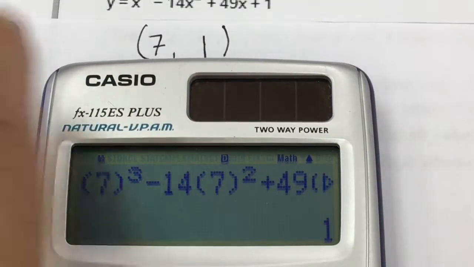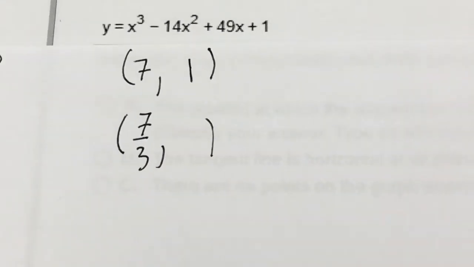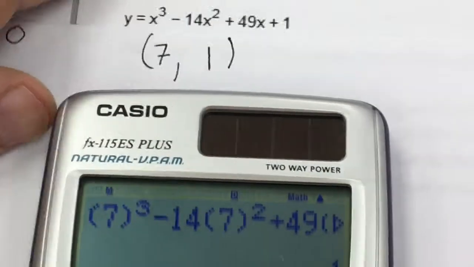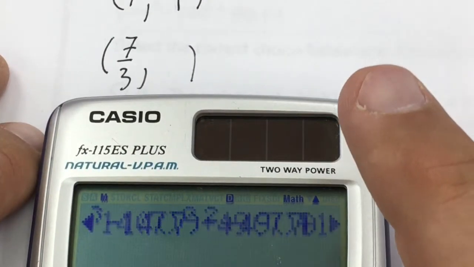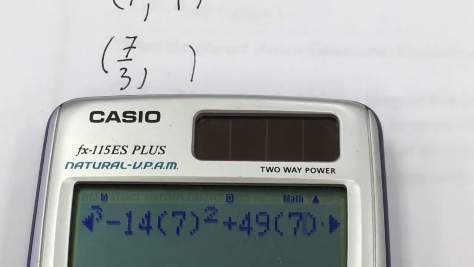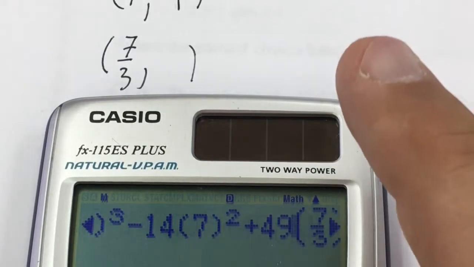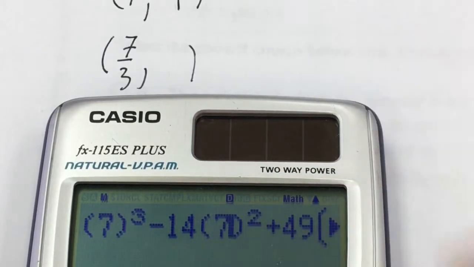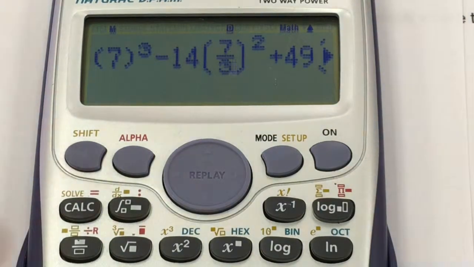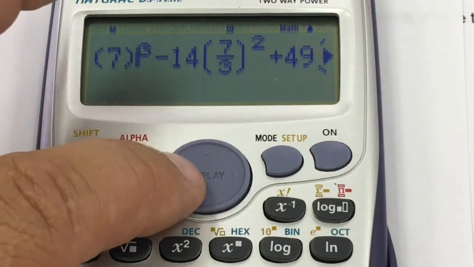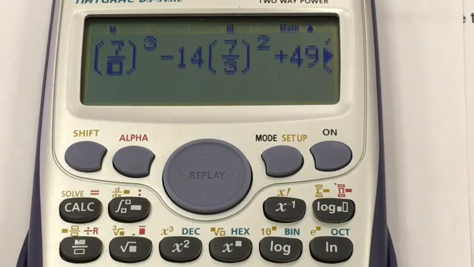Now I need the other y value. Now I have to go back and plug in 7/3, wherever there's an x. This calculator is pretty convenient. Instead of clearing it out, I'm just going to back arrow into the problem. And right there, I'm going to hit this fraction button and put the 3 there. All I did is I got it right behind the 7, and then I hit this fraction button and put the 3 on the bottom. Back arrow, pretty convenient.